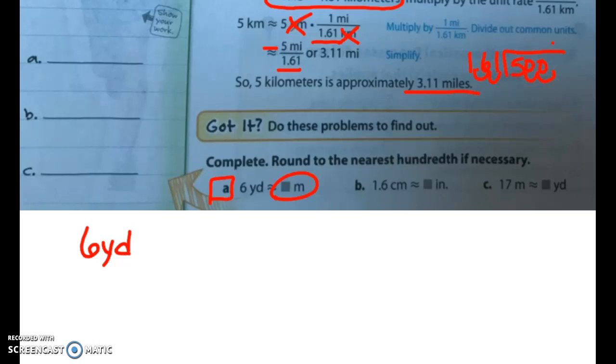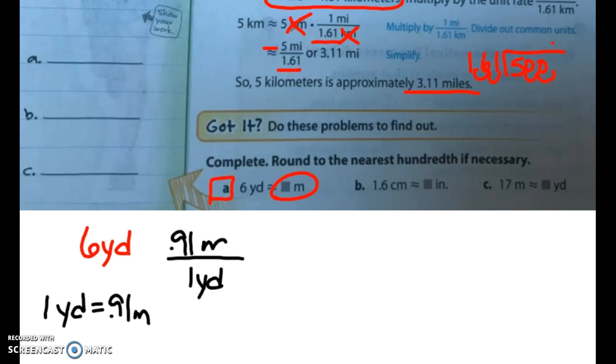So if I've got 6 yards, I know that my conversion is 1 yard is equal to 0.91 meters, okay, from the table. I need to decide, are the yards going on the top or the bottom? Well, I know I want them to cancel, so I want the yards on the bottom. And the other reason is I want meters on the top because my answer is going to be in meters. So when I do that, I'm going to cancel my units that I can. So yards on the top, yards on the bottom will cancel. And I'm simply multiplying the 0.91 times the 6.